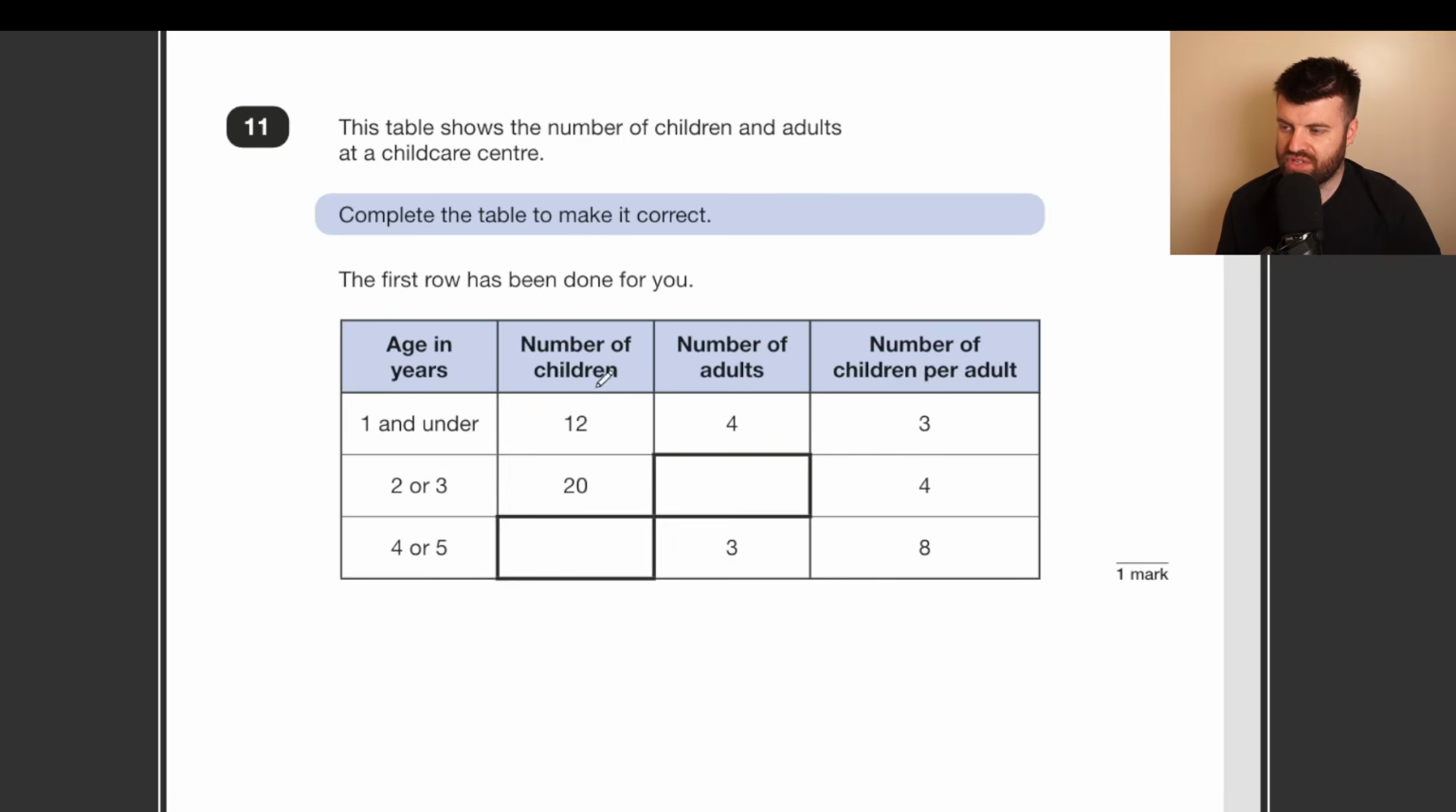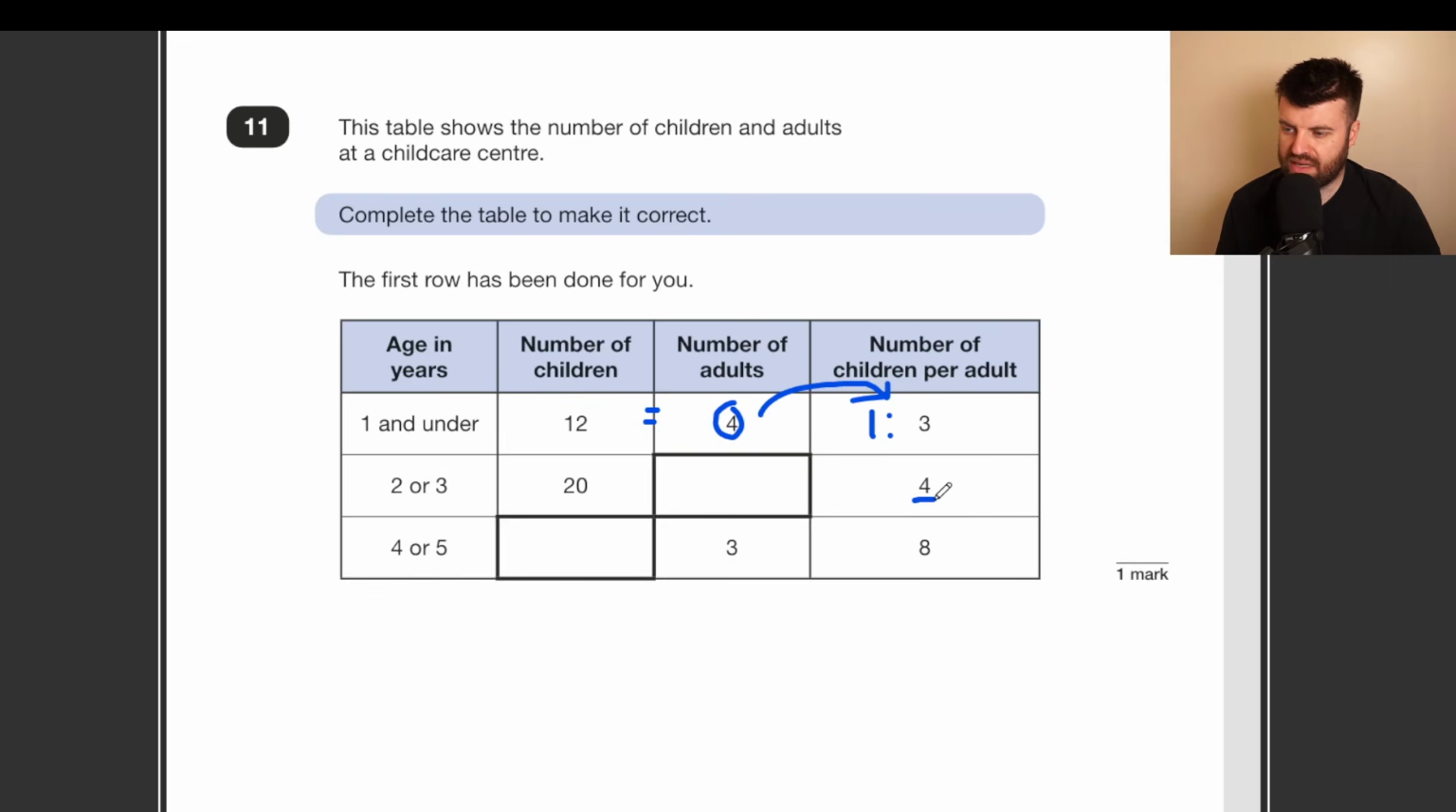First row: number of children, 12. The number of adults is 4. So the number of children per adult is 3. That means that for every adult, there are 3 children. It's kind of like a ratio question, but really it's just a multiplication question, because all we have to do is take the number of adults and multiply it by the number of children per adult, and we end up with the answer at the other end, which is 12. So 4 times 3 is 12.